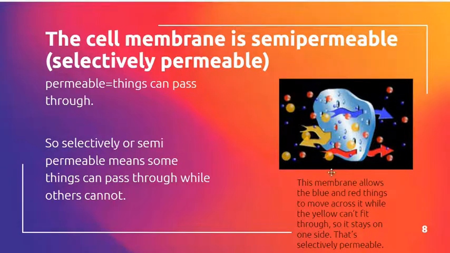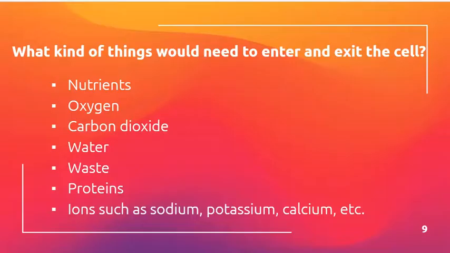If we look at this diagram right here, we can see that the little blue and red dots were able to pass through to the right, but the yellow dots can't, and they get bounced back and they stay on the left. Okay, so this is how this membrane is semi-permeable. It's allowing the blue and the red through, but not the yellow through. Okay, the same thing is going to happen with your cell membrane. Some things are going to be able to pass through and other things cannot.